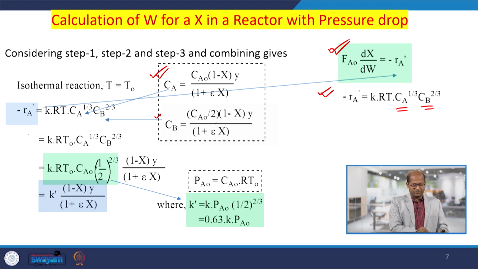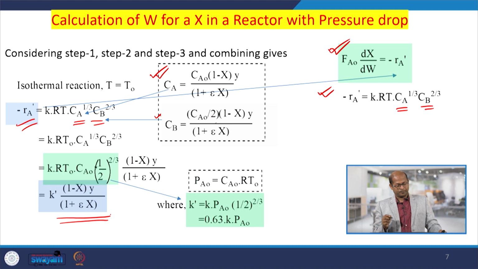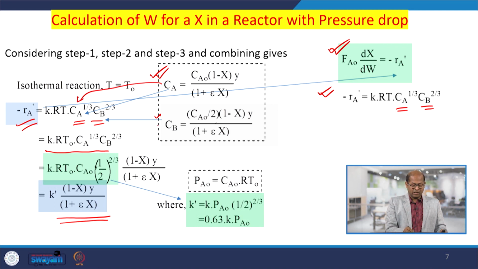Once we substitute here, the rate equation simplifies and we get this. First you have to substitute C A and C B here, and then if you rearrange these equations, the rate will come as K R T naught C A naught half to the power 2/3, 1 minus x, y by 1 plus epsilon x.